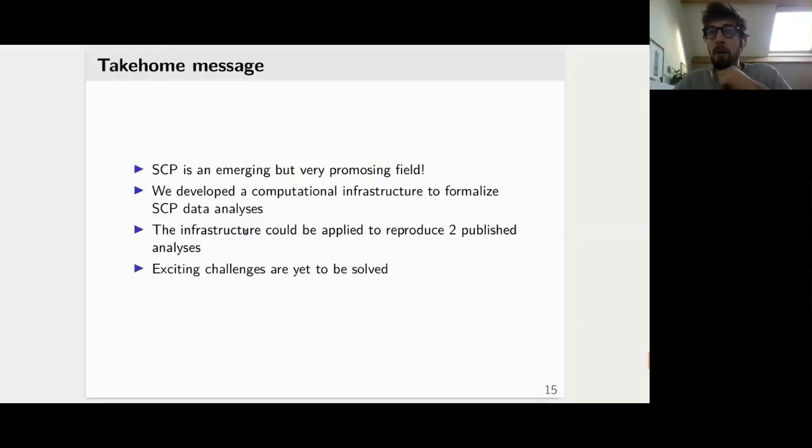As a take-home message and conclusion, single-cell proteomics is an emerging but very promising field. We have developed a computational infrastructure to formalize this data analysis. We were able to apply this infrastructure to two published works. And finally, there are still a lot of exciting challenges that need to be solved.